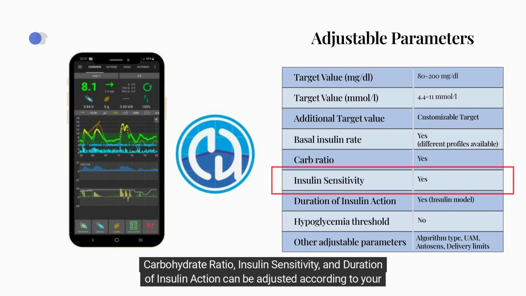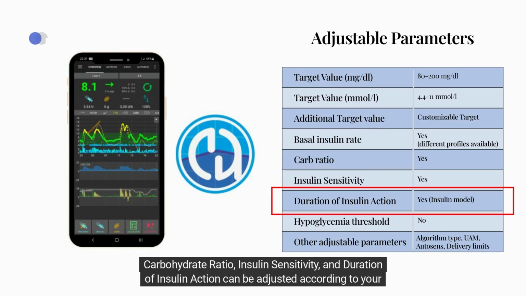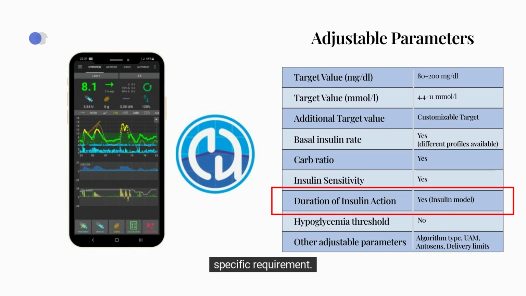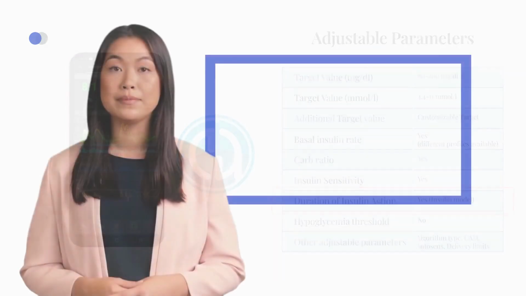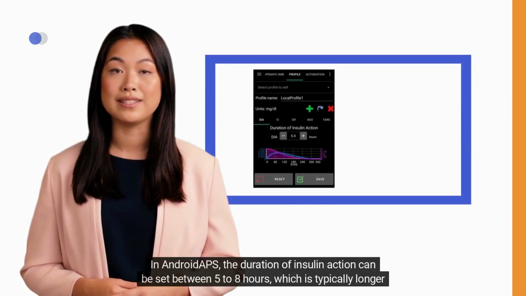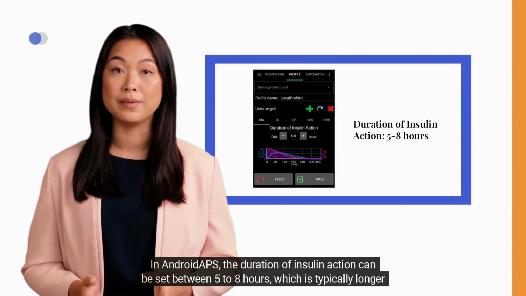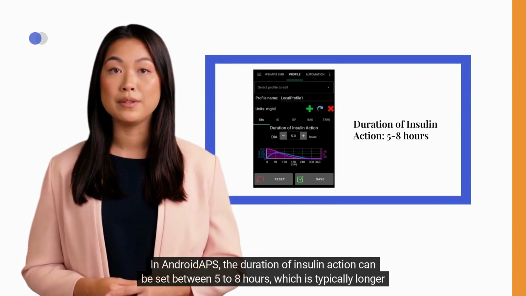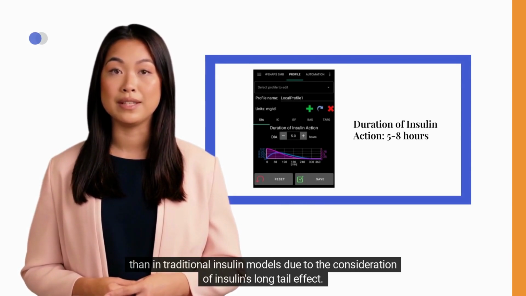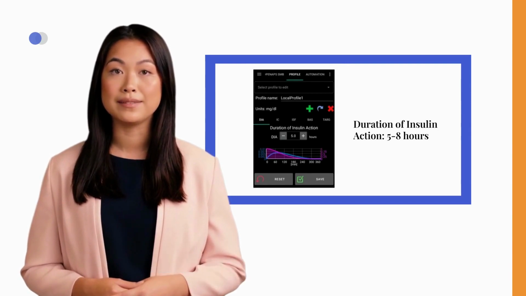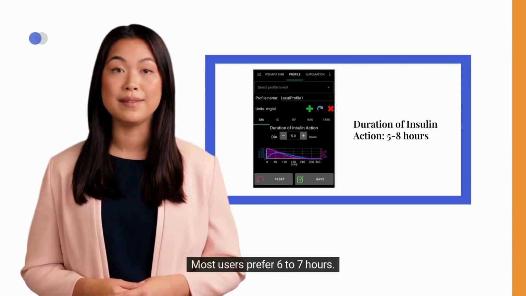Carbohydrate ratio, insulin sensitivity, and duration of insulin action can be adjusted according to your specific requirement. In AndroidAPS, the duration of insulin action can be set between 5 to 8 hours, which is typically longer than in traditional insulin models due to the consideration of insulin's long tail effect. Most users prefer 6 to 7 hours.